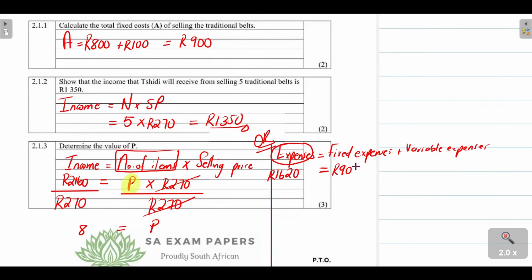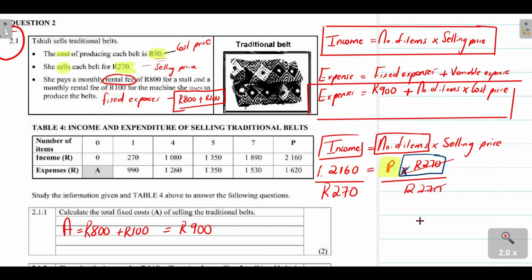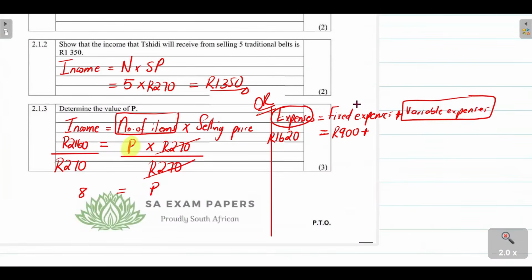900 rand. Plus. How did I say we calculate variable expenses? How do you calculate the variable expenses? The other expenses that are not fixed. Okay, you're correct, but how do we calculate them? Guys, it's there on the board. Oh, the number of items times the cost price. Thank you. Number of items multiplied by cost price.